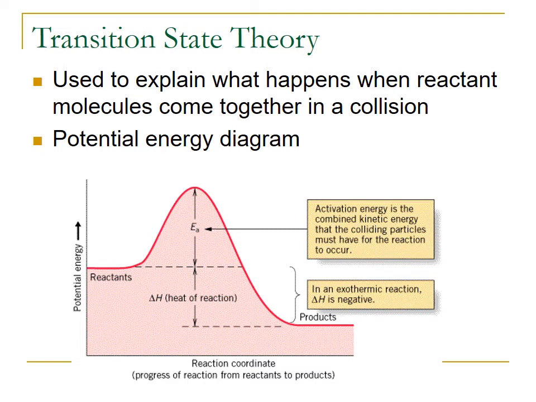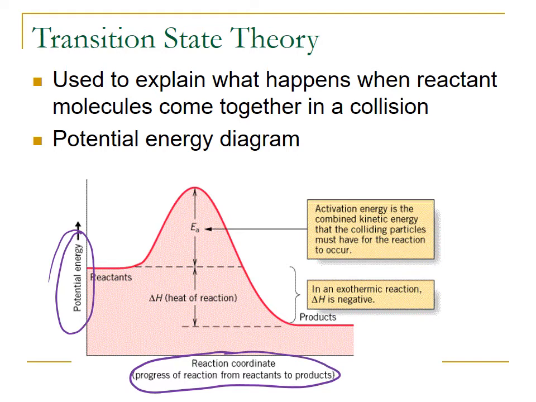It's used to explain what happens when reactant molecules come together in a collision. And we use what's called a potential energy diagram. So let's look at our potential energy diagram. Notice we have potential energy on our y-axis, and at the bottom we have reaction coordinate. Sometimes they'll say time. This is just as that particular reaction starts to progress. A couple of things to note here. You note the position of the reactants, where they're at on that potential energy, and then the products. The products would be way down here.